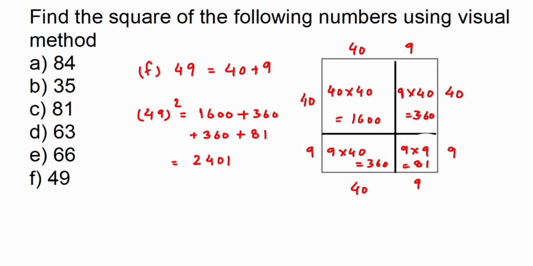So that's it. We are done with this problem. I hope you have understood. It's the same concept. We are dividing that square into 4 parts, taking a measurement like 40 plus 9 or like 50 plus 6, and finding the area of each region by applying the area of square or area of rectangle, and then just adding them up.